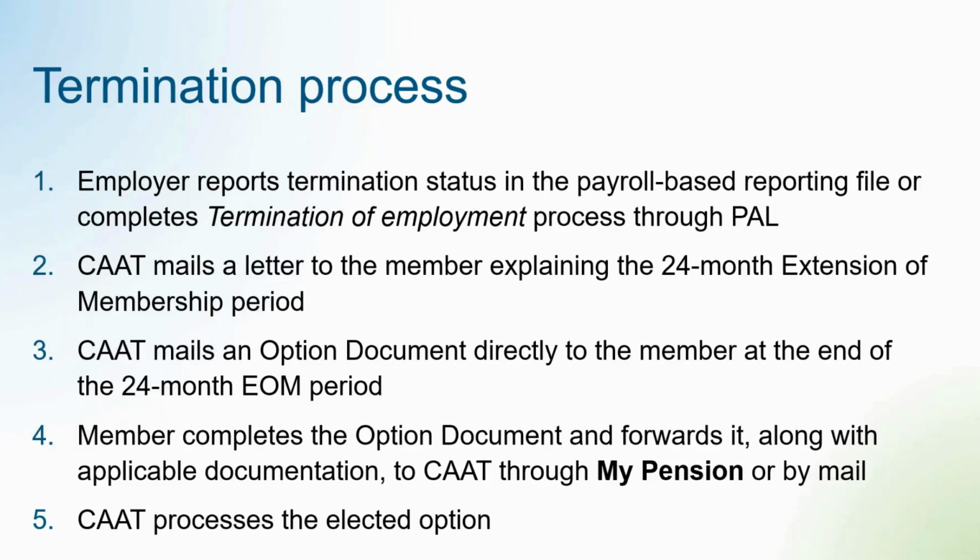CAT mails a letter to the member explaining the options during the EOM period. At the end of the EOM period, we automatically send the option document to the member. The member is responsible for returning the completed form along with the required documentation. CAT will process the termination based on the option elected. If members do not respond to their termination option package within 6 months, they will be deemed deferred and will no longer be eligible to transfer their commuted value to a locked-in vehicle. All deferred members receive a deferred annual statement by June 30th each year.